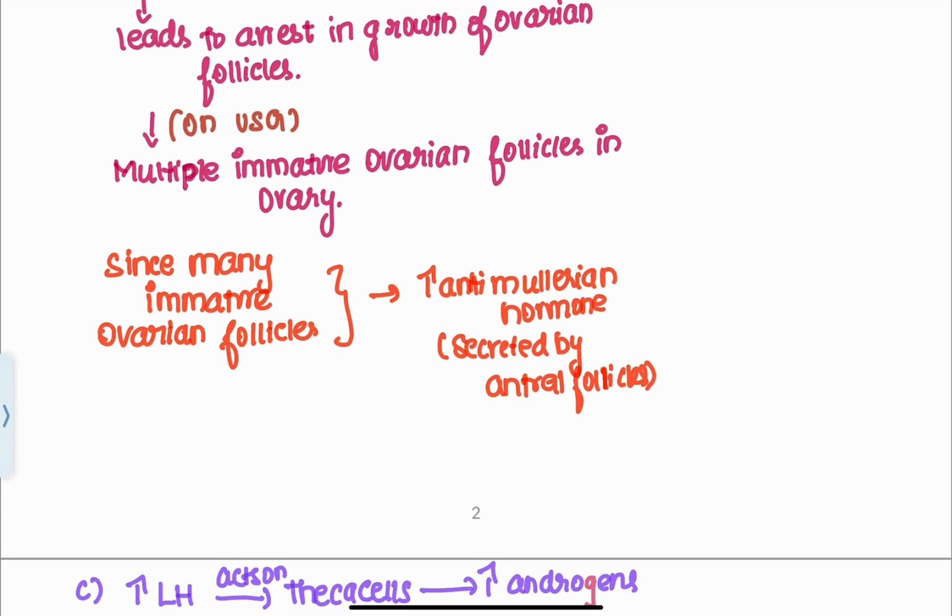Yes. So now, since there are multiple immature ovarian follicles in the ovary, we all know that the immature ovarian follicles are going to secrete anti-Mullerian hormone. Since there are multiple immature ovarian follicles, the levels of anti-Mullerian hormone are going to be increased, because all these antral follicles, all these immature follicles, are going to produce anti-Mullerian hormone. Since they are multiple and immature in nature, there is going to be an increase in anti-Mullerian hormone levels. So the AMH levels will be increased.